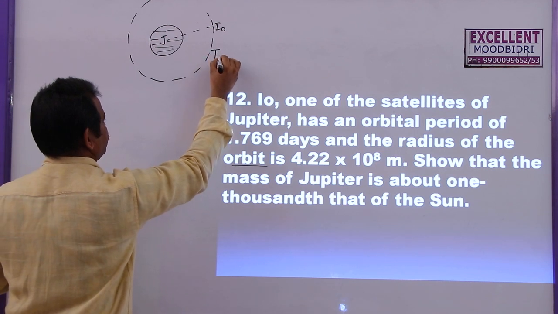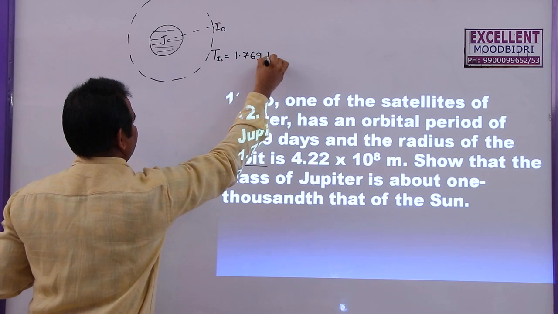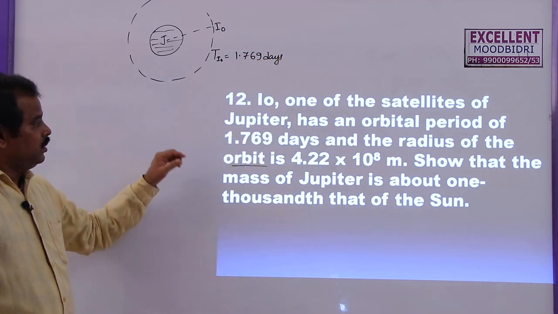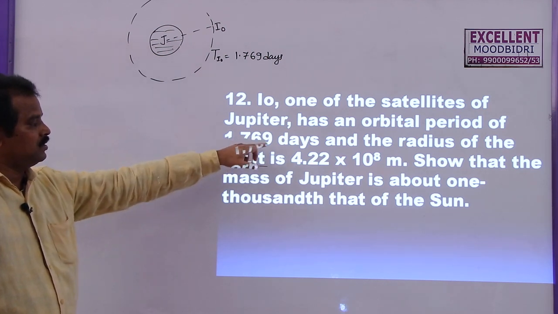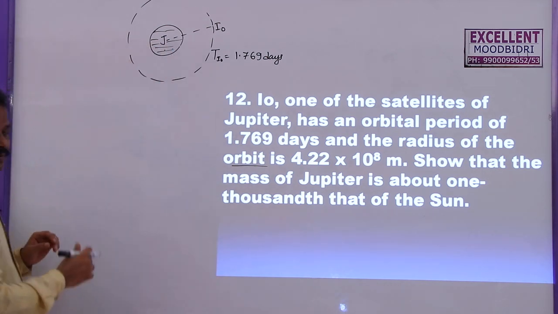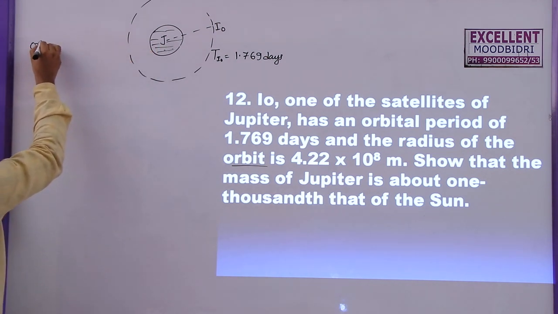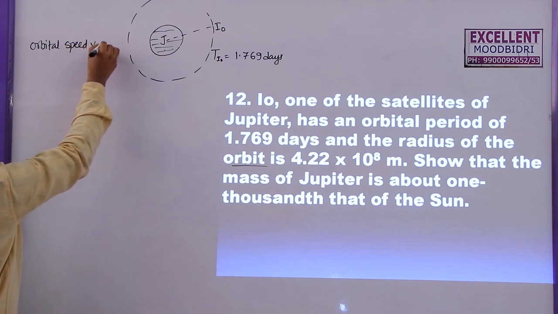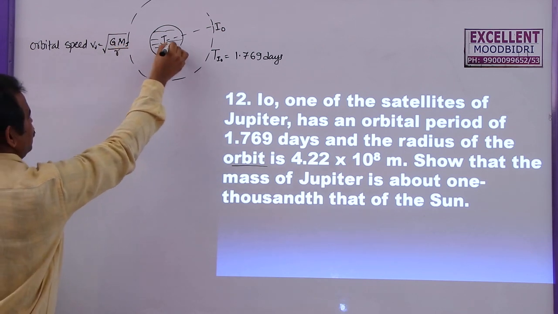So the time period of this Io is given by 1.769 days. Remember, the natural satellite of our Earth is the Moon. It is taking about 1 month, but here it is taking 1.769 days. So now I need to compare the mass of this Jupiter with the mass of the Sun. So first let me use this one. Orbital speed is given by root over G mass of Jupiter by radius of this orbit.